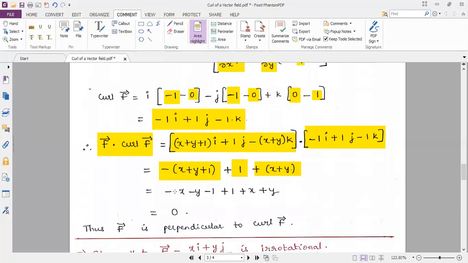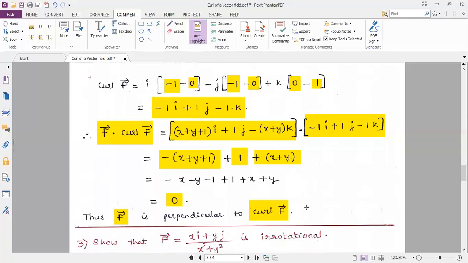On simplifying, −x − y − 1, and we get plus 1 plus x plus y. The terms get cancelled and f dot curl f is equal to 0. That's the required answer for us. This implies that vector f is perpendicular to curl f.